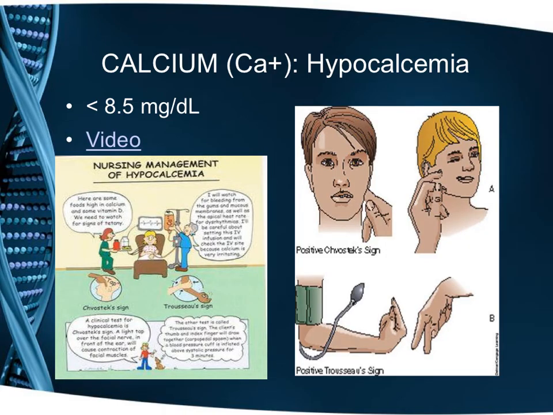Testing for Trousseau's and Chvostek's signs can aid in the diagnosis of tetany and hypocalcemia. To test for Trousseau's sign, apply a blood pressure cuff to the patient's upper arm and inflate it to a pressure of 20 millimeters of mercury above the systolic pressure. Trousseau's sign may appear after 1 to 4 minutes.